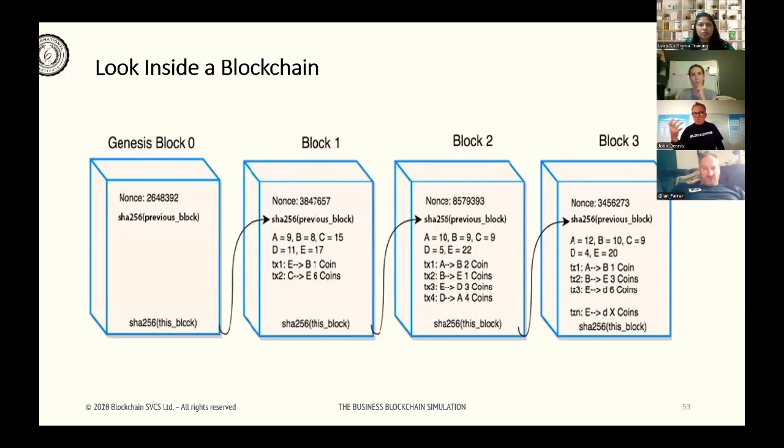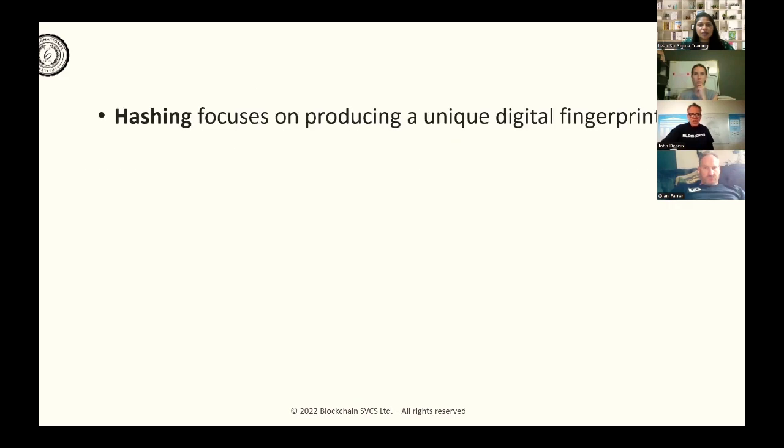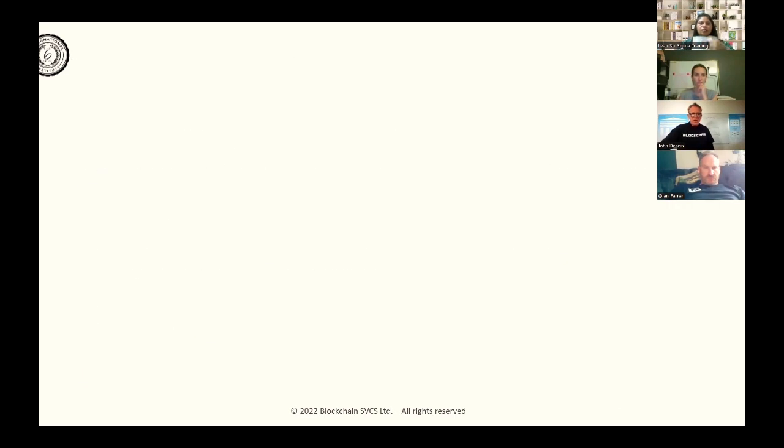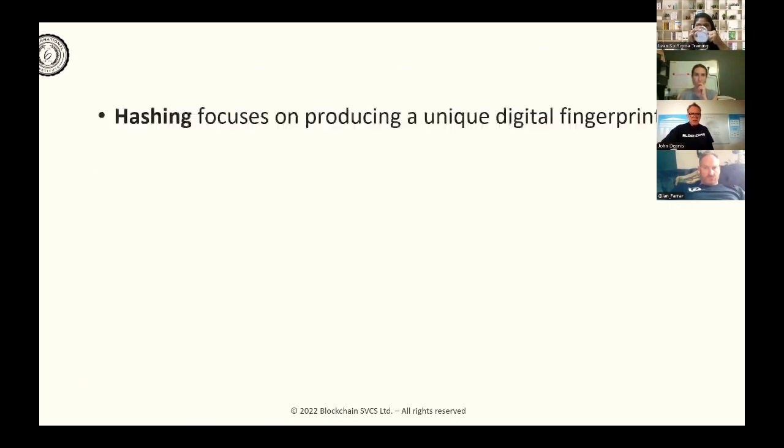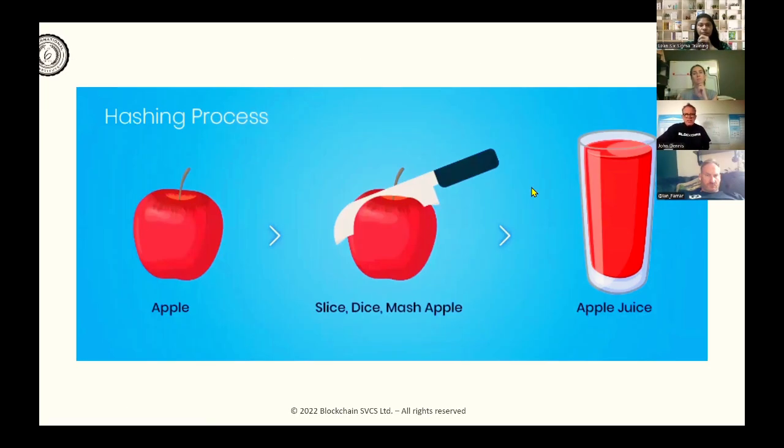SHA-256 is a specific form of hashing. And actually, we can do a little exercise on hashing here. Hashing was developed by the NSA. And SHA-256 is the hash function. It's a function.